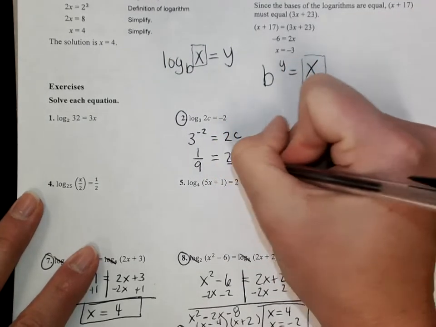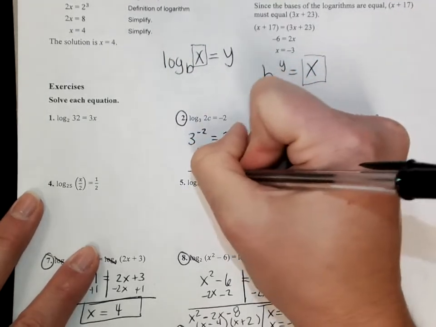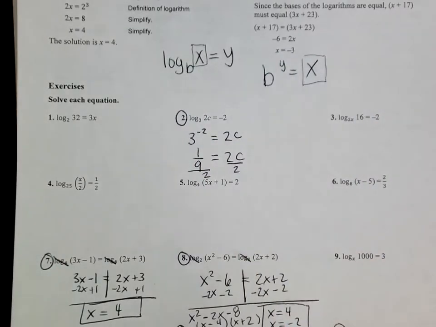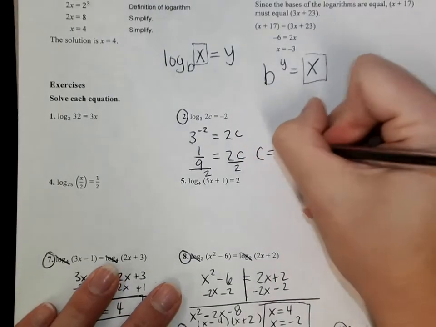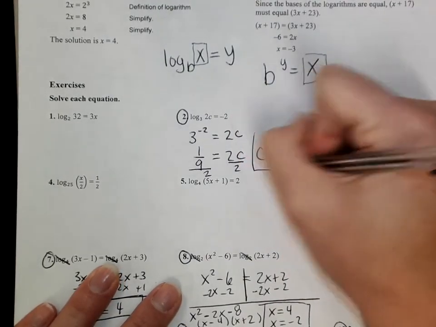How do you finish this? By dividing by 2. What do you get when you divide 1/9 by 2? Remember, when you divide fractions, you keep, flip, change. So the 1/9 stays, the 2 flips to 1 over 2, and you change it to multiplication. That's c equals 1 over 18.